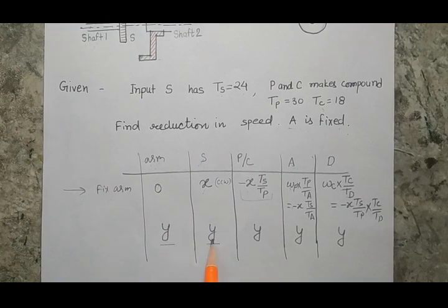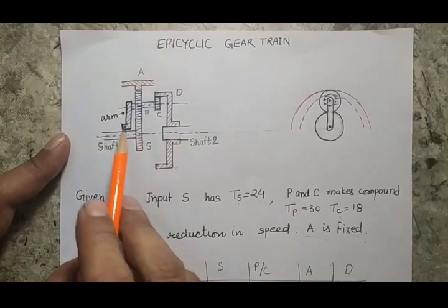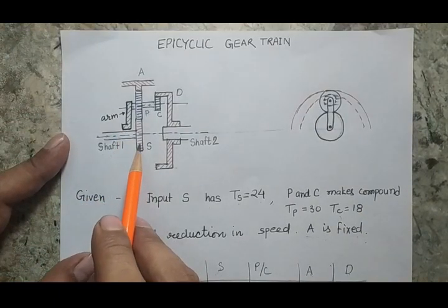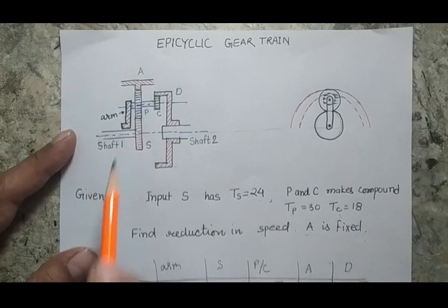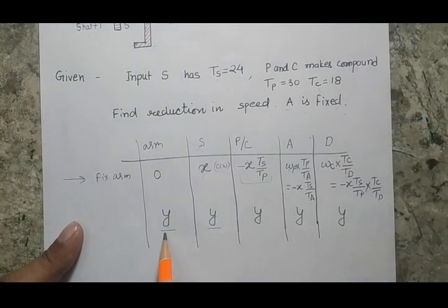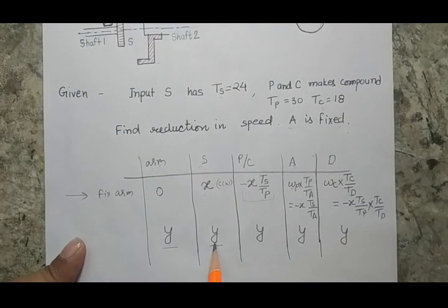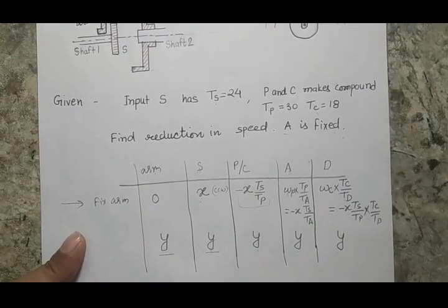If I give two inputs which are equal, you know that the arm and gear S are independent to rotate, so I can apply different forces on the arm and S, and here what I am doing is intentionally giving a rotation Y to my arm and rotation Y to my gear S. If I give Y here, you will find that all the other gears will also have rotation Y.